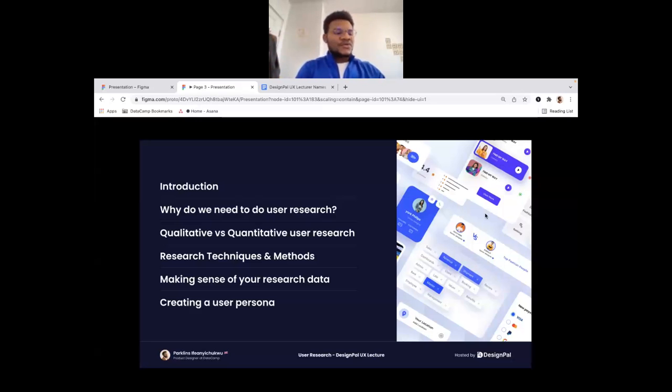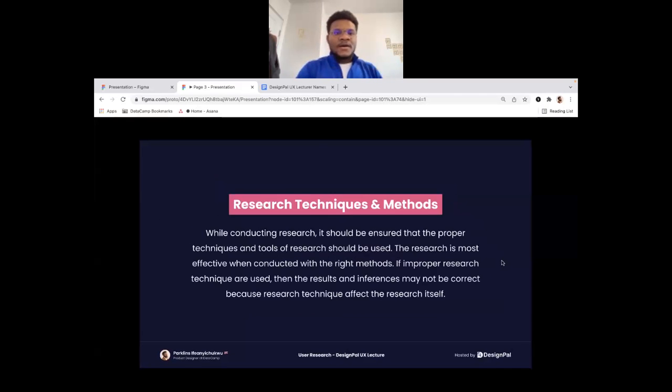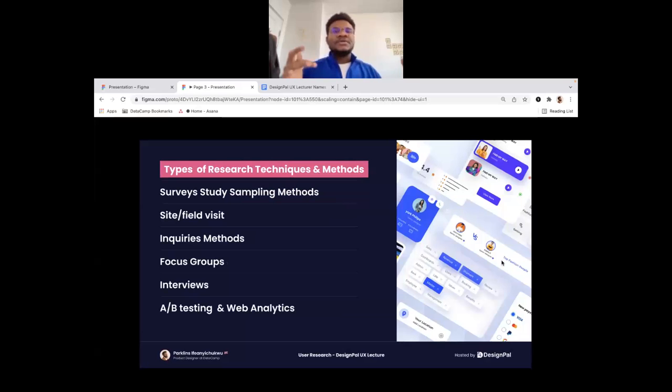So with qualitative research, it is usually around our behaviors. And the kinds of research that revolve around qualitative research are like user interviews and focus groups. And those kinds of research, user interviews, focus groups, and site visits, right? Those three techniques are very important for qualitative research, because they help you in this research.